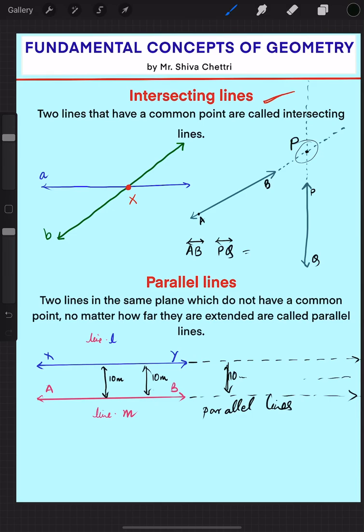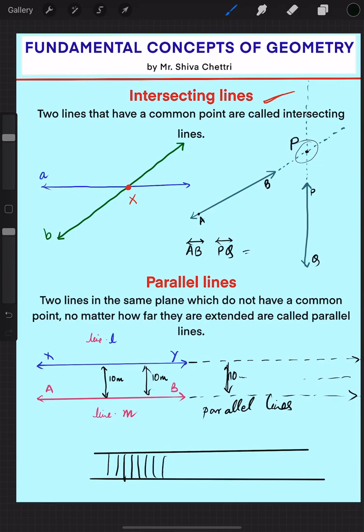The simple example that you can take of parallel lines is a railway track. You have seen the railway track, right? It is like this. Railway track, road, parallel road, you can just see. So this is called a railway track in parallel lines.